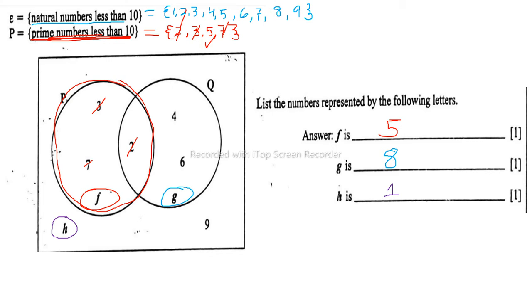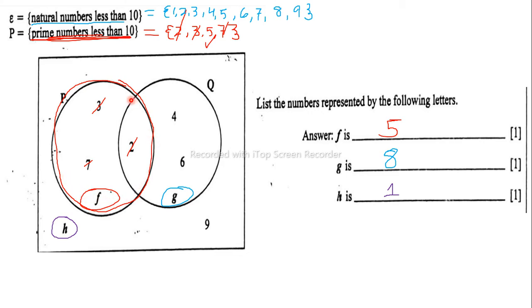Mr. Petit, can you explain again, please, why you list the numbers and how I got 5, 8, and 1? Okay. Well, for P, we know that P is the prime numbers, right?